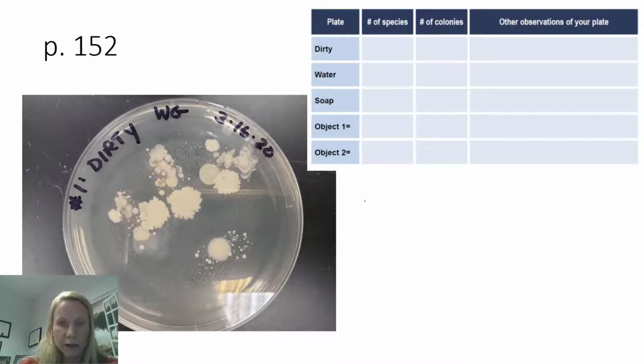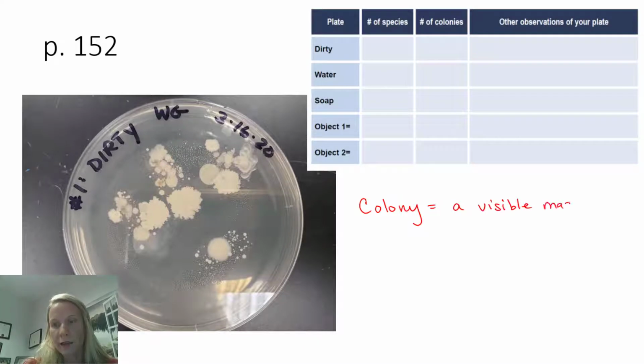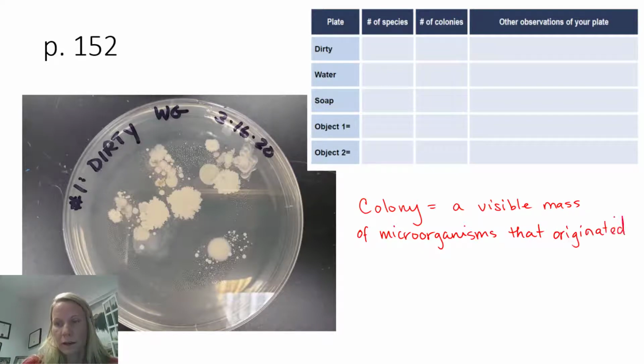Now, first of all, let's define what we mean by colony. So a colony is defined as a visible mass of microorganisms that originated from a single cell.